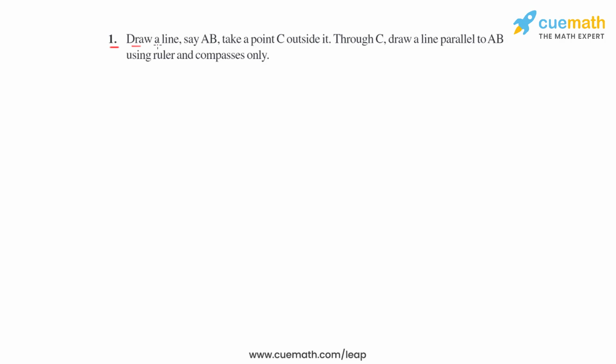First question: draw a line, say AB, take a point C outside it, and through C draw a line parallel to AB using ruler and compasses only. So we have to take a line AB and outside it a point C, and passing through C we have to draw a line which is parallel to AB. So let's start with the first step.